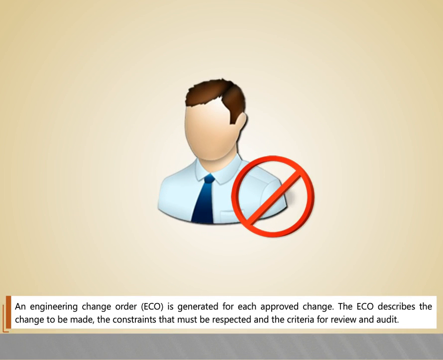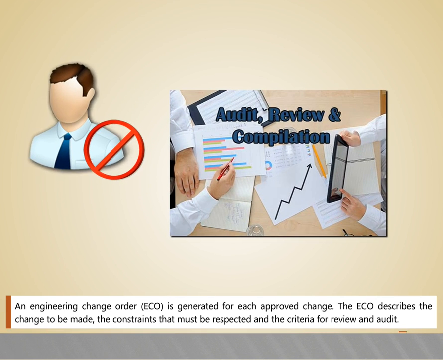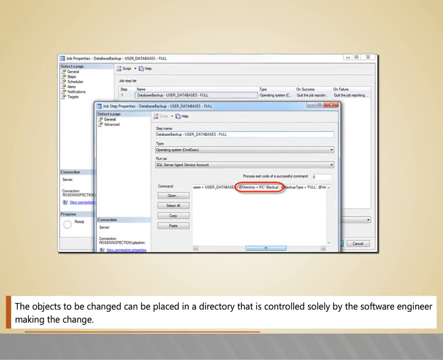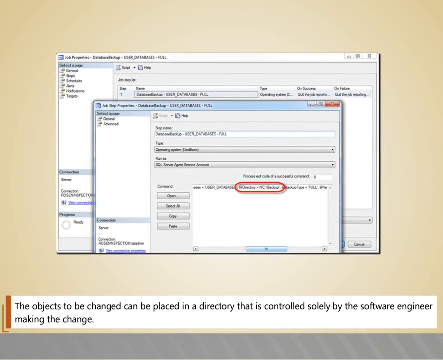An engineering change order, ECO, is generated for each approved change. The ECO describes the change to be made, the constraints that must be respected, and the criteria for review and audit. The objects to be changed can be placed in a directory that is controlled solely by the software engineer making the change.